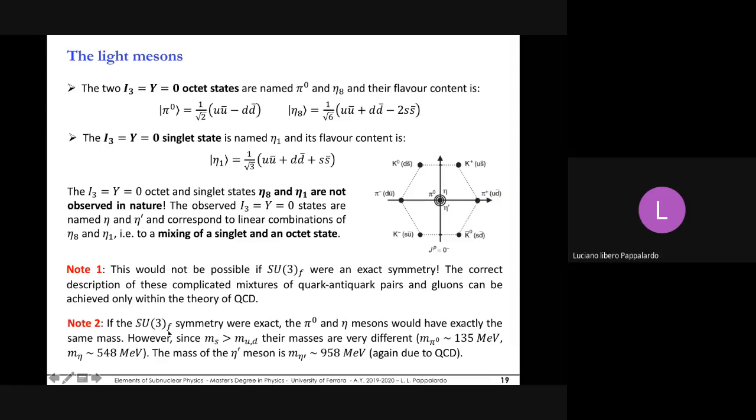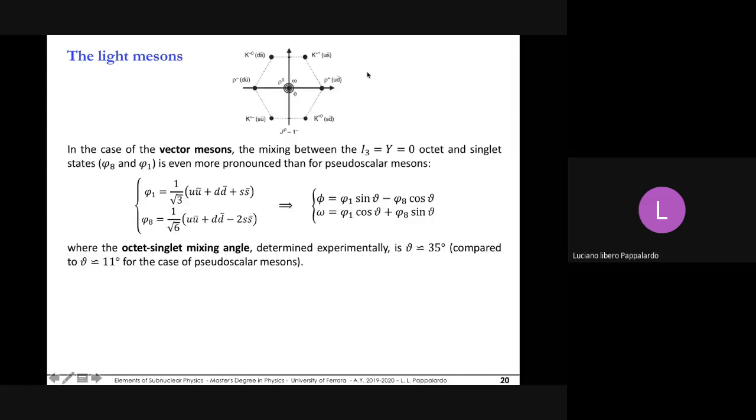So if, in addition, the SU(3) flavor symmetry were exact, then the pi 0 and the eta mesons would have had exactly the same mass. However, since we know that the symmetry is broken, the mass of the strange quark is much larger than the mass of the up and down quark, it turns out that the mass of the pi 0 and the mass of the eta are quite different. The pi 0, we know, is 135 MeV, and the eta meson is of order 550 MeV. And what about the eta prime, the other combination? This is much heavier, of order almost 1 GeV. The reason for that can only be understood again in the framework of QCD, but not in the framework of this simplified quark model. We will come back to the mass of the mesons later on. Now, these are the vector mesons.